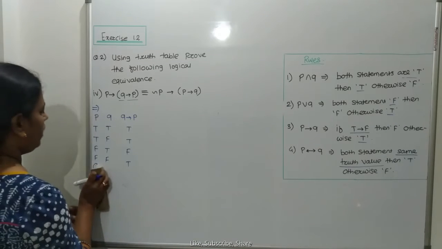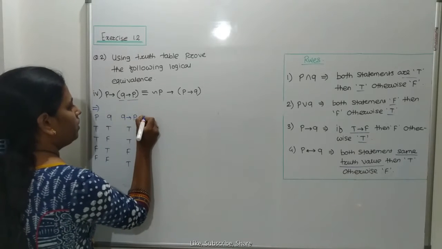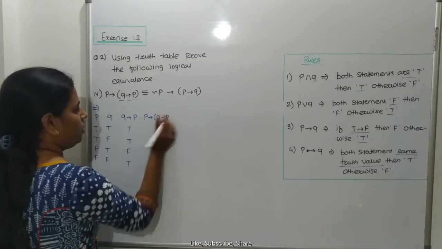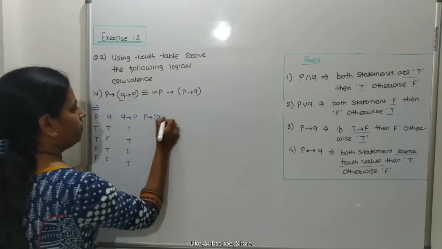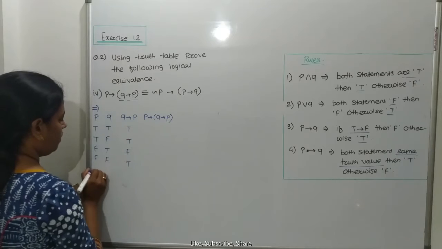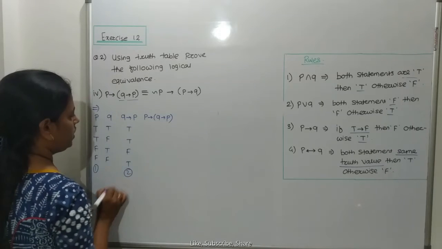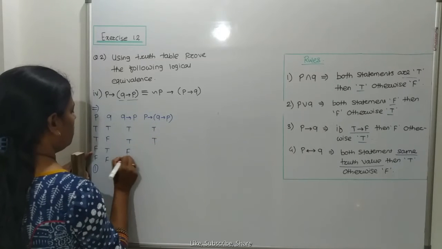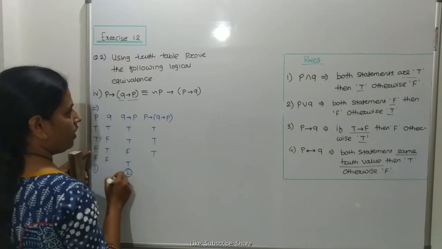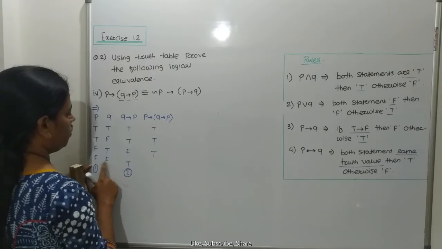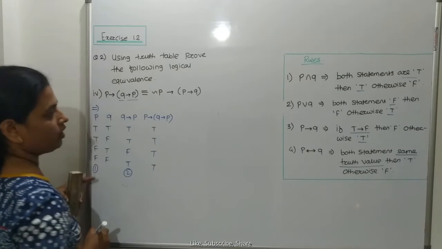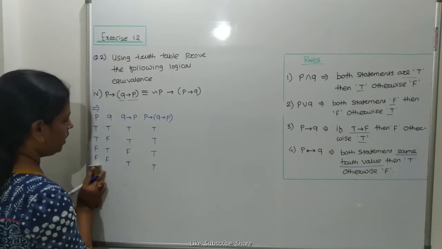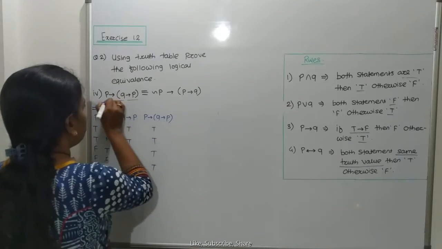Now next we have to find out P single implication, Q single implication P. We check this first statement and this one second. So true, true, true is there, true, true, true is there, false, false, true is there, and false, true, that is true is there. Clear? That means you get all truths here. Now we have to just complete this part.